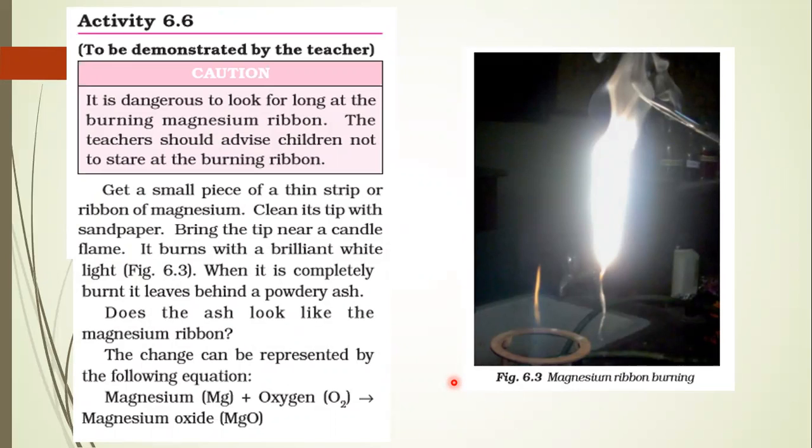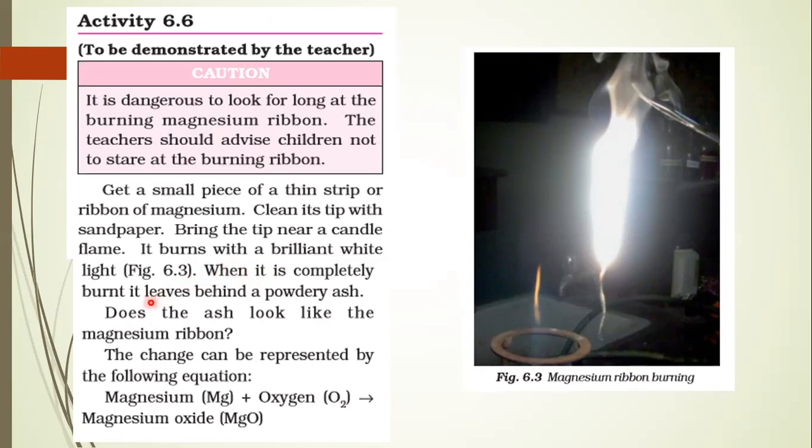See, take a ribbon of magnesium. Magnesium is a metal, and the symbol of magnesium, as given in yesterday's table, is Mg, capital M and small g. So take a small piece of magnesium ribbon, then clean it with sandpaper. Then bring this ribbon near the candle flame. If we bring it near the candle flame, it will burn with a brilliant white light.